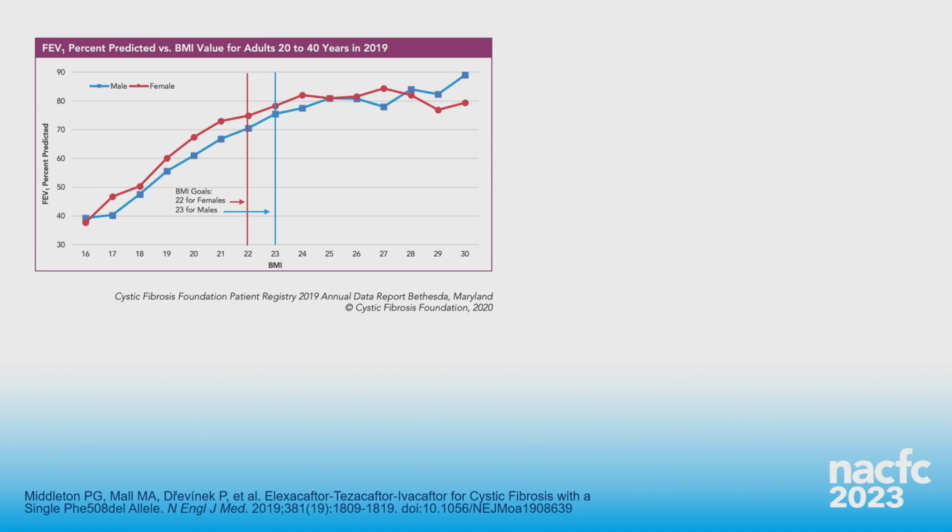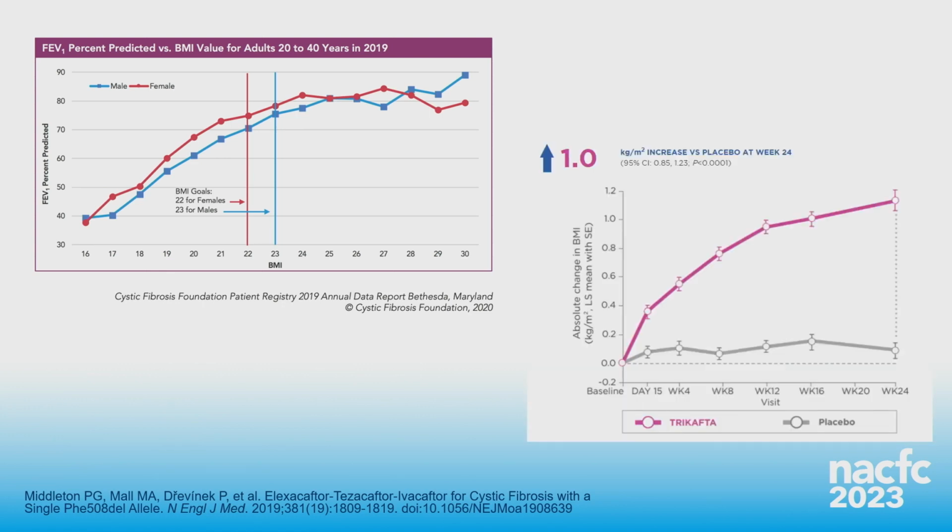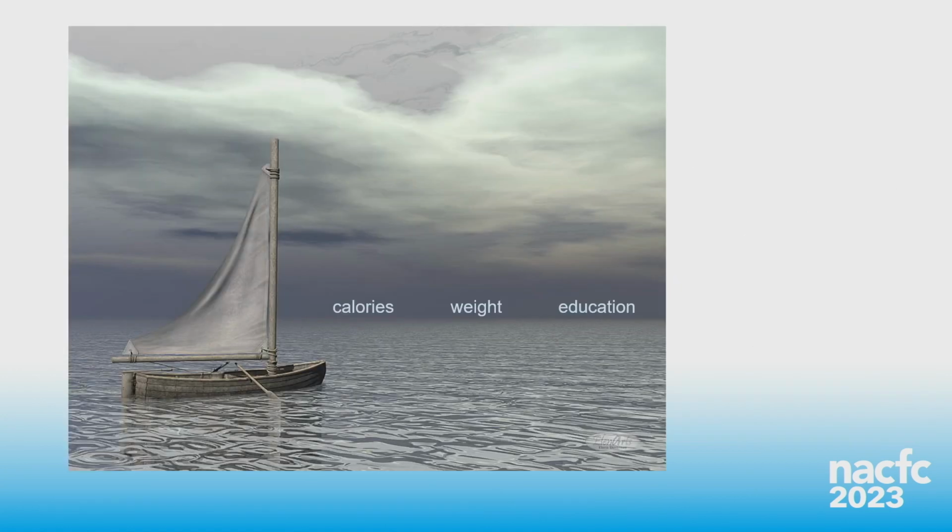We knew malnutrition impacted lung health, as demonstrated by this classic graph linking BMI with FEV1. More recently, we've had the concern of excess weight gain on modulators, and here's a graph demonstrating significant weight gain on the triple combination modulator in just 24 weeks. Calories, weight, education, they have their place. They are important players in nutrition, but they're not the whole story. There's more on the horizon.